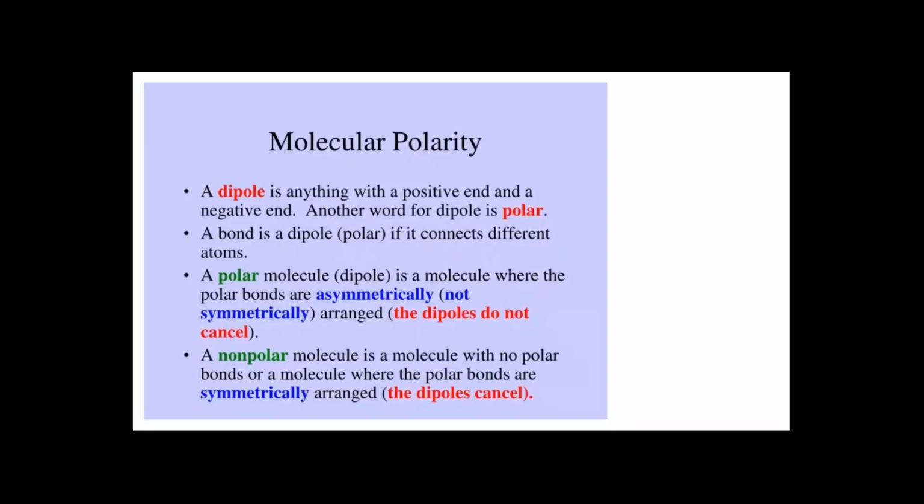A polar molecule is a molecule where the polar bonds are asymmetrical and not symmetrically arranged, so the dipoles do not cancel. And a non-polar molecule is a molecule with no polar bonds, or a molecule where the polar bonds are symmetrically arranged. So a molecule can have polar bonds, but the bonds will cancel each other. The dipoles will cancel.